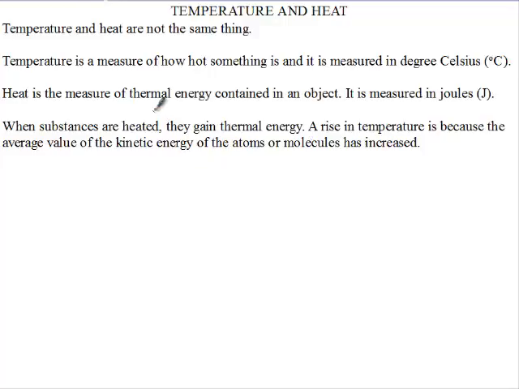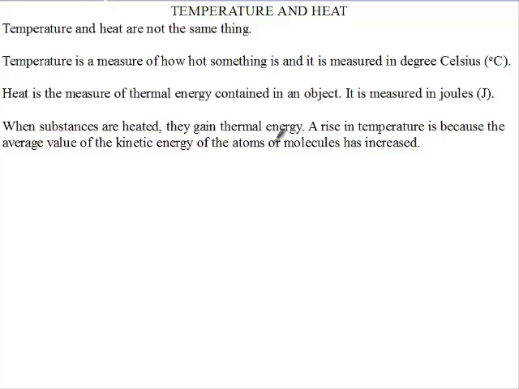Now, thermal energy is a type of heat. The measure of the amount of thermal energy contained in an object is what we call heat. It is measured in joules. So temperature is just telling us how hot the substance is, but heat is referring to the amount of thermal energy the object contains. Now, when you heat a substance, it gains thermal energy.